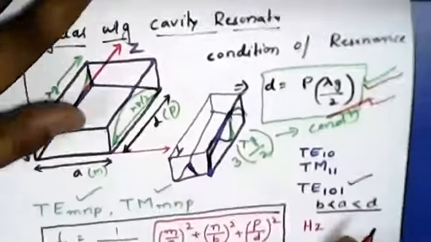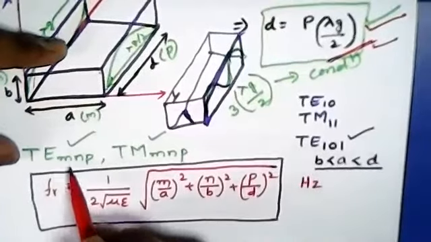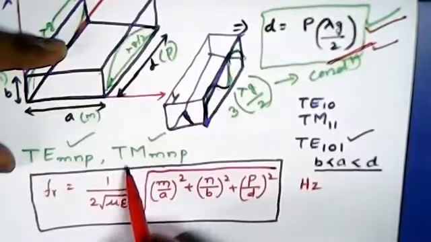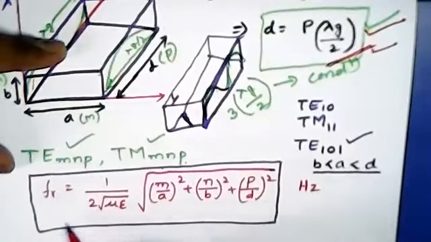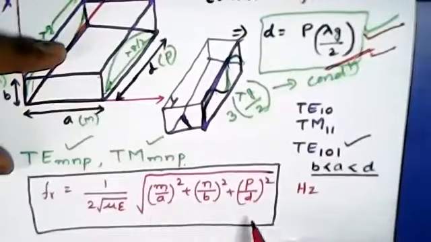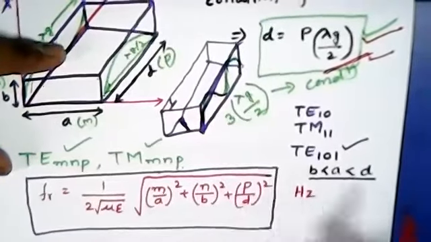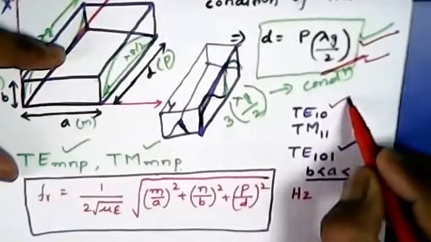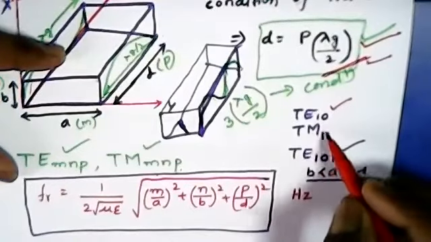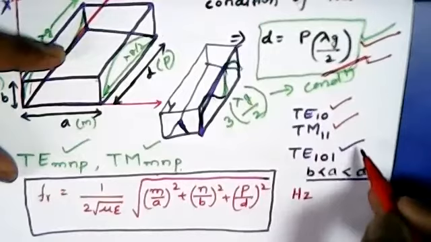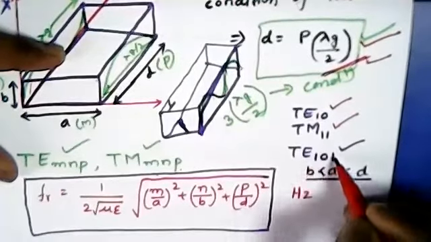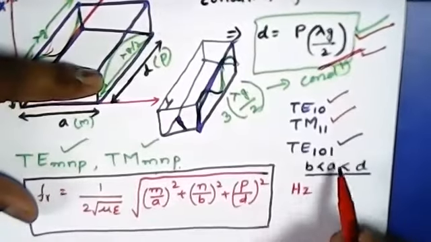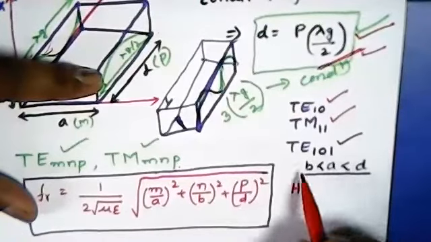After that we entered the mode of propagation. In the mode of propagation, there are two types possible: TE_mnp and TM_mnp, and this is the expression used for calculating the resonant frequency, as there are 3 modes here. Based upon this, we have seen the modes of propagation. For the waveguide, TE10 is the dominant mode, and for TM, TM11 is the dominant mode. But in the case of cavity resonators, TE101 is the dominant mode, and that is the case only when it satisfies this particular condition.